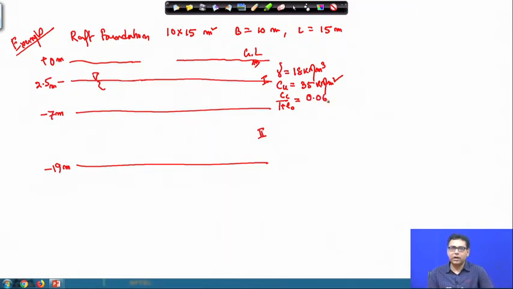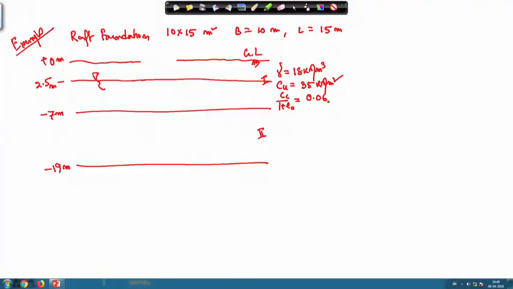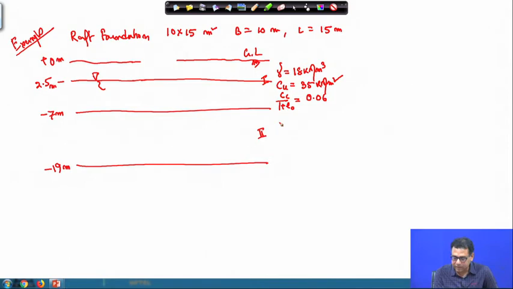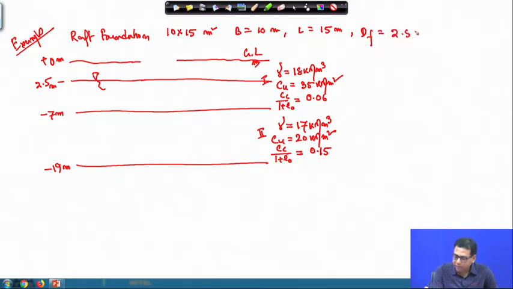So, Cc and e0 will be determined by the consolidation test, and so that means here we will get the Cc compression index and e0. This layer 2 unit weight is 17 kilonewton per meter cube, Cu undrained cohesion is 20 kilonewton per meter square, and Cc/(1 + e0) is equal to 0.15, and the depth of foundation Df is also 2.5 meter.